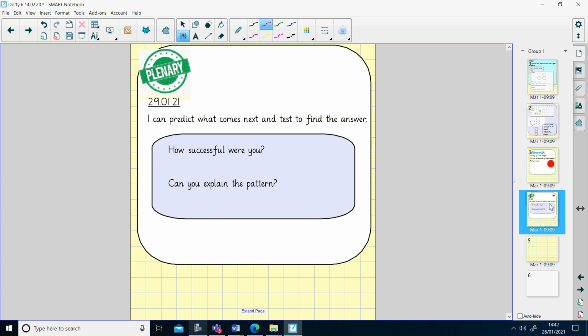Okay, hopefully you were able to spot a pattern. I wonder how successful you were today. Could you explain the pattern to a grown-up at home? Or if you're working in school, could you explain the pattern to your partner that you are working with?